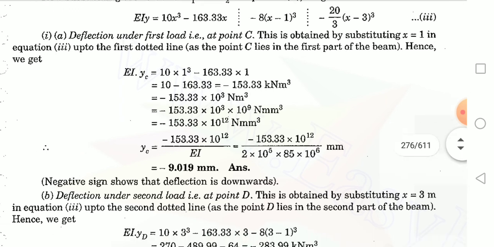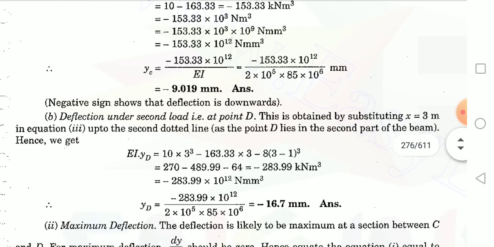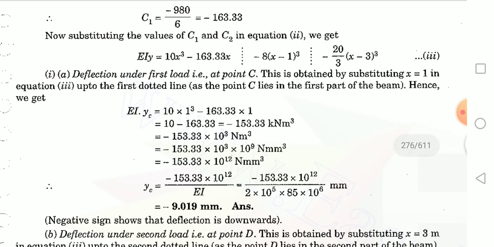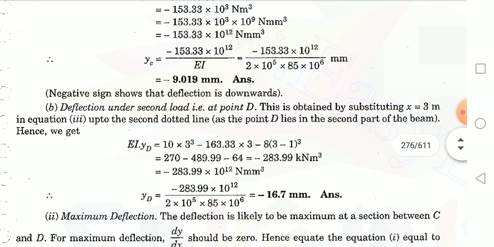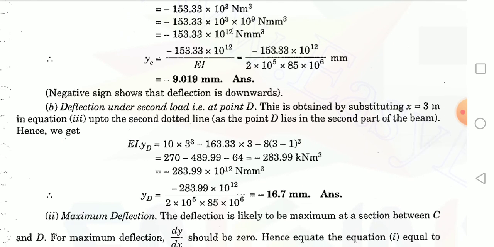So the next one is the deflection under the second load, that is at point E, the 40 kilonewton load position. For that we consider the first and second slab. So 10 into 3 cube minus this C1 163.3 into 3, that distance is 3, so we put x equal to 3, so minus 8 into 3 minus 1 cube.